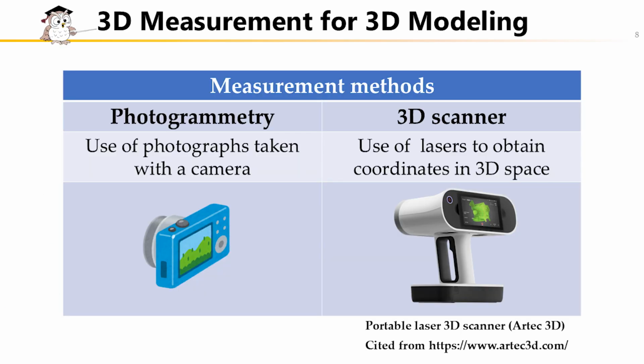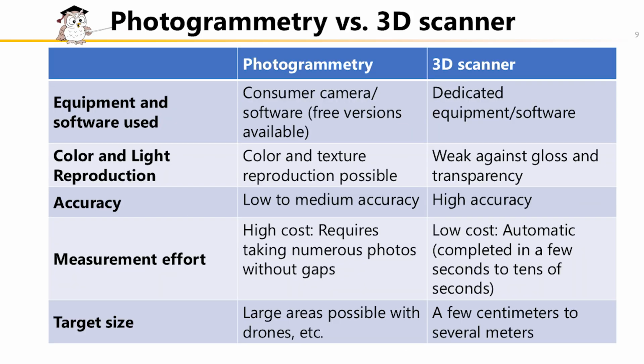As measurement and acquisition from physical spaces and objects, the following are commonly used methods for 3D measurement for 3D modeling. Photogrammetry, which uses photographs taken with a camera. 3D scanner, which primarily uses lasers to obtain coordinates in 3D space. Comparison of photogrammetry and 3D scanner is shown in this table. Looking at this, if you need something easy to use and accept low accuracy, photogrammetry is a good choice. If you require high accuracy, using a 3D scanner is recommended. If you want to see this table in more detail, please press the pause button to stop the video.